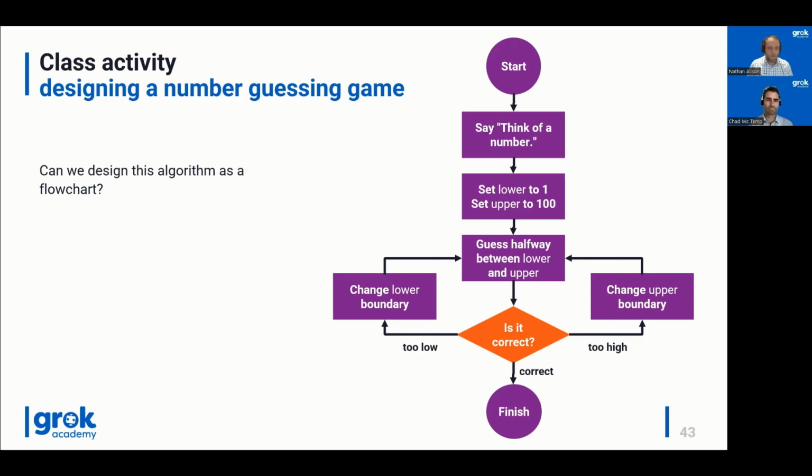Think of the number, set the lower and upper bounds, make our guess. Is it correct? And then depending on what they say, we change one of those boundaries and we try again until we get it right. All right, so that's an activity. We're going to return to this activity in the next session when we do implementation.